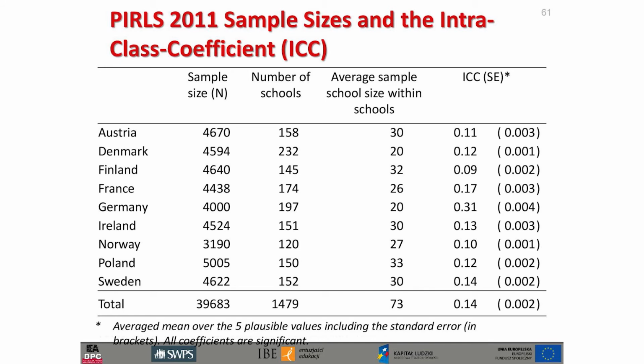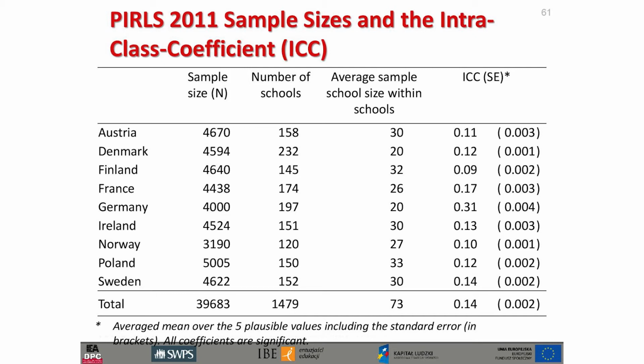So you see on the left side of the table the numbers of students per country. This is the number of schools per country, and this is the average sample size within schools. So many of you have heard already some input on the sample characteristics of the PIRLS study. So these are students from one classroom only, and this is the average number per country within classes, the average class size per country. This coefficient is a very interesting coefficient and a prerequisite to analyze such models because it indicates the heterogeneity of schools within a country.